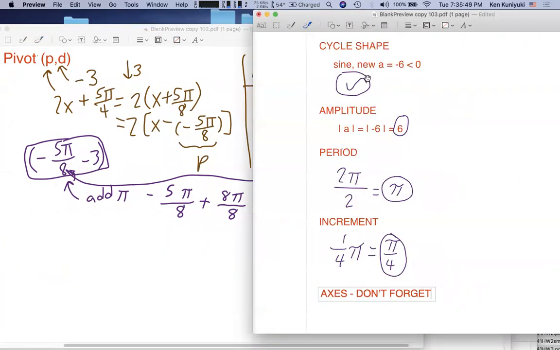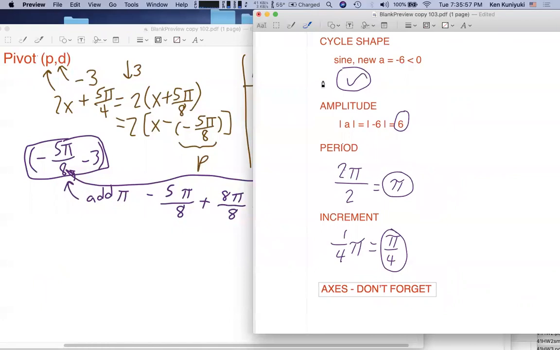Cycle shape, the Canadian graph. Amplitude is 6. Period is pi. Increment is pi over 4. The choice of cycle shape, that's standard if you're basing on the pivot. So that's basically set in stone. All books would agree that these 4 are what they are here.